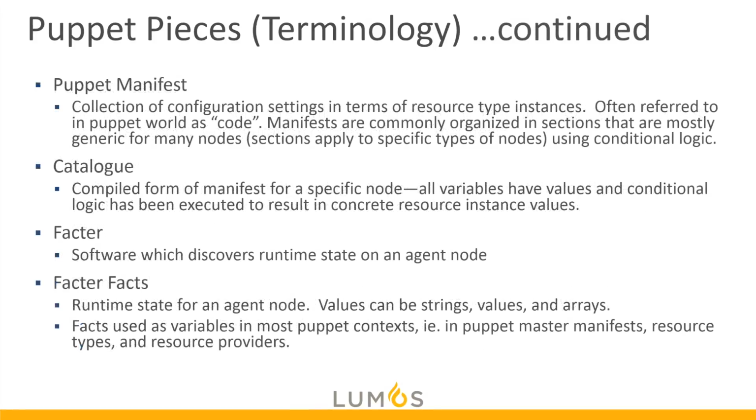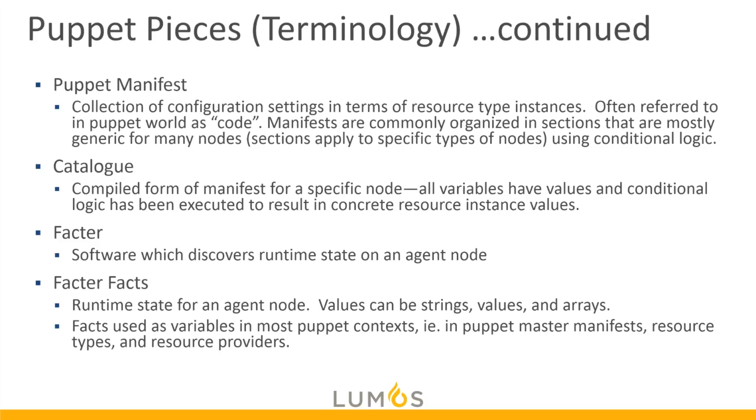So breaking down the terminology a little more, we talked about this idea of the manifest, which is essentially the desired state or configuration. So this is a collection of various configuration settings in terms of the resource type instances that we just talked about. And this is often referred to in the Puppet world as code. So manifests are commonly organized into sections that are mostly generic, but we can have very specific types of sections for very specific types of nodes using conditional logic, so using if-else type logic. So if something is some way, then do this, otherwise do this.